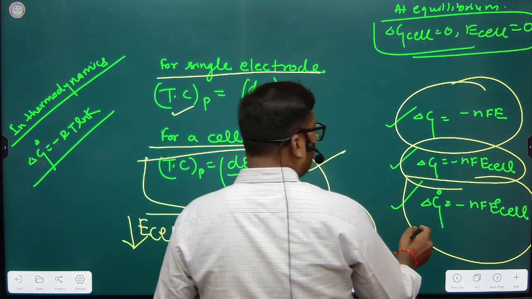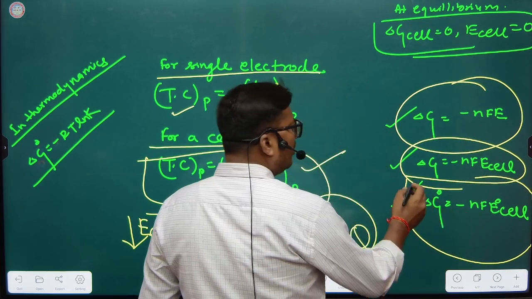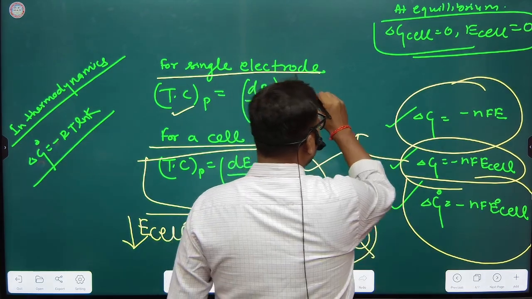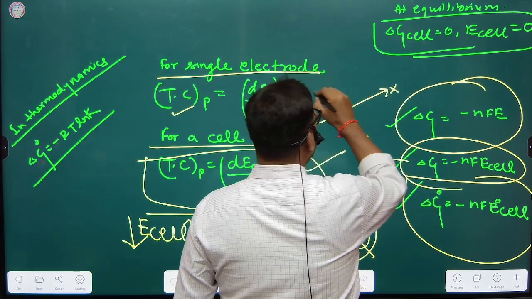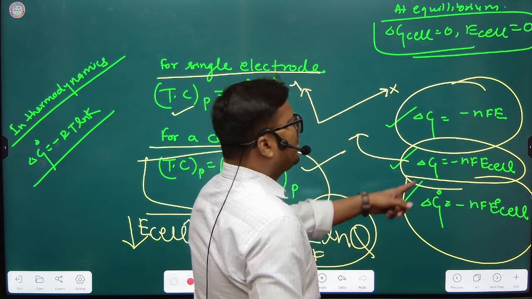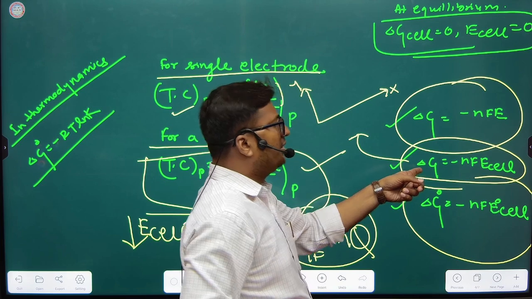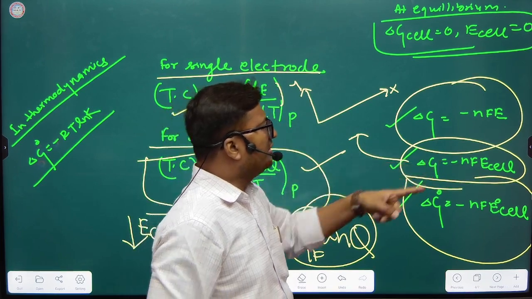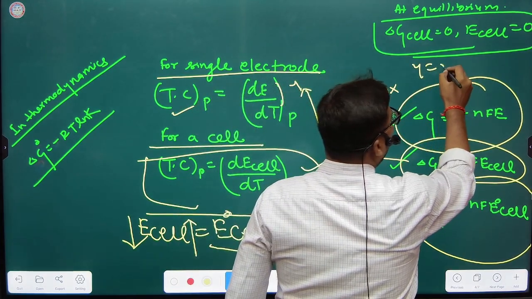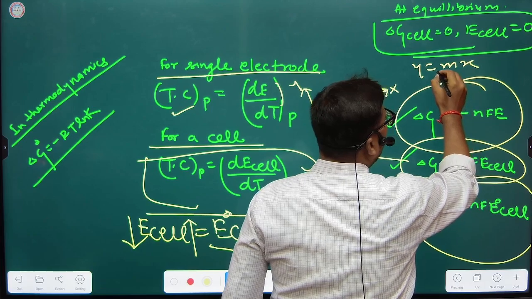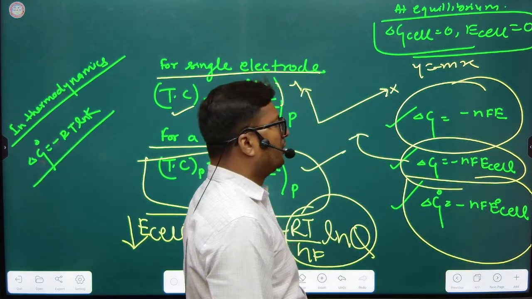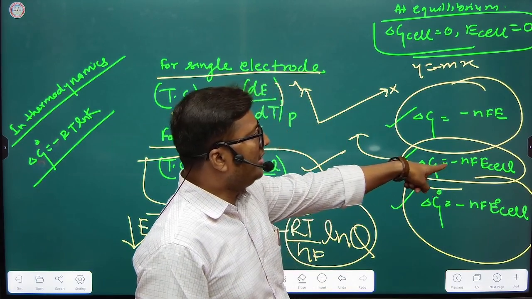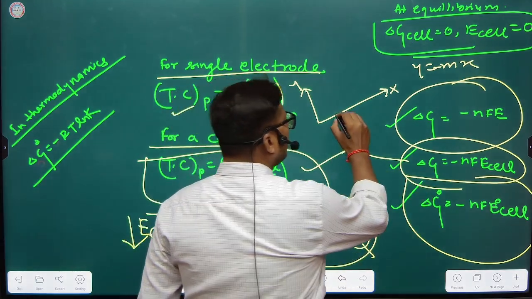Okay, so these are the ideas about the change in Gibbs free energy. And from this equation, you can understand graphically. Suppose we have an x-axis and this is your y-axis. This equation looks like a straight line equation, y equals mx. It is actually in the negative direction, so this is minus nmx. So minus nF is the slope, and E cell is on the E axis.